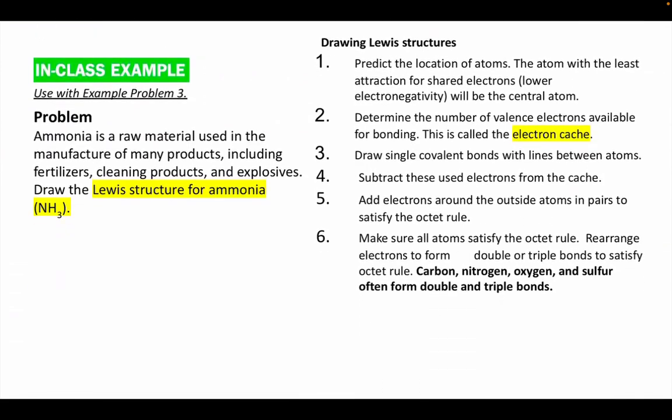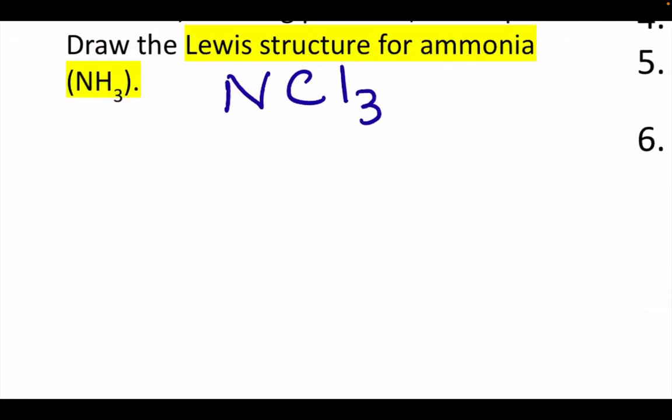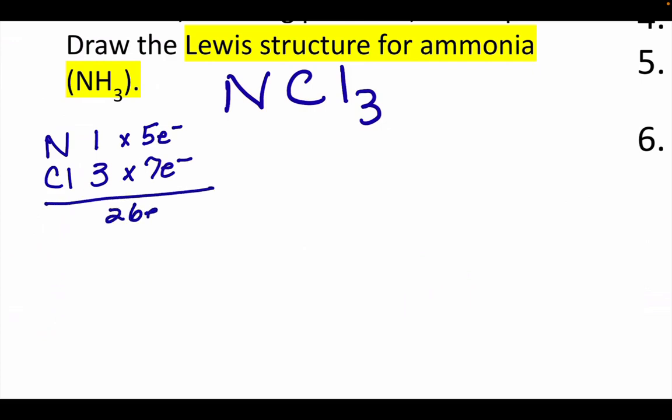Next, I was going to do ammonia, but I'm going to make it a little bit more interesting, and we'll do NCl3. Let's again calculate the cache. We have 1 nitrogen in this formula and 3 chlorines. Nitrogen has 5 valence electrons, chlorine has 7. So I end up with 26 electrons.